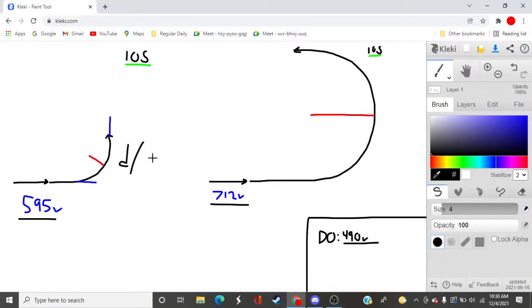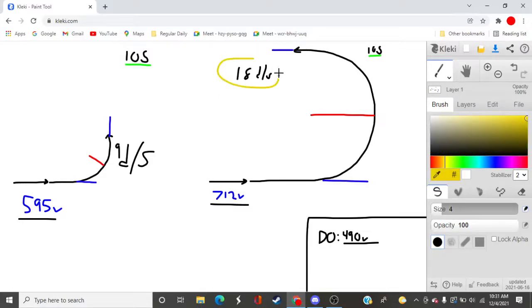Just want to show you guys how that works. Now we have this guy here. He did a total of 180 degrees in his 10-second turn. So let's double this guy. He's going to have a turn rate of 18 degrees a second. You'll notice here that their turn rates vary greatly. The guy with the higher airspeed in 10 seconds was able to get a turn rate of 18 degrees a second, and the guy going 595 got a turn rate of 9 degrees a second.